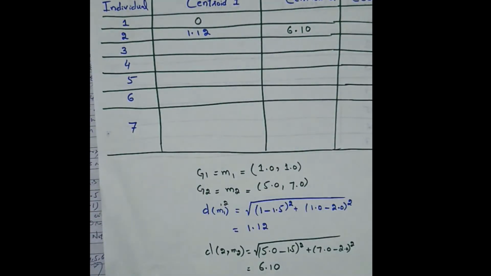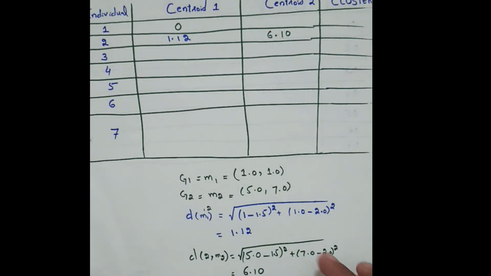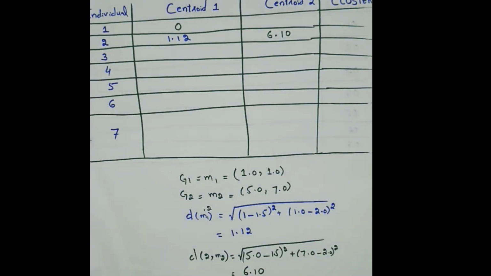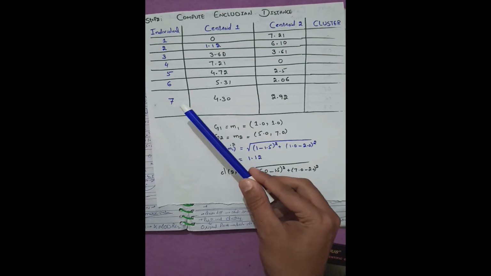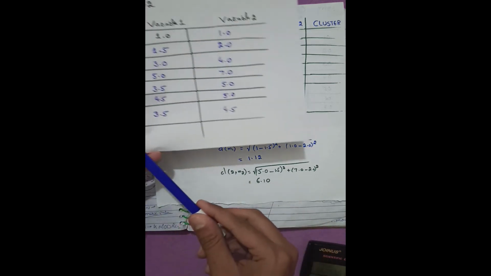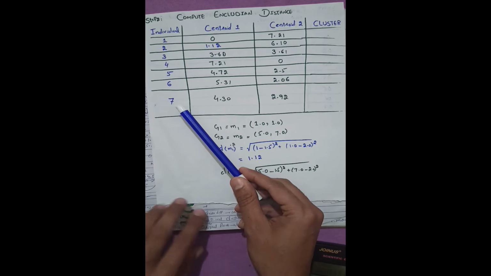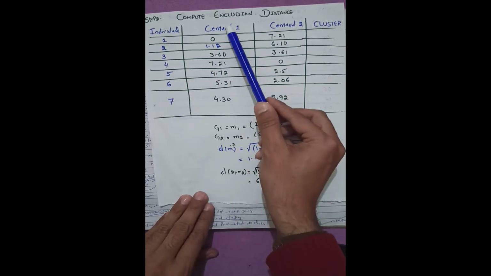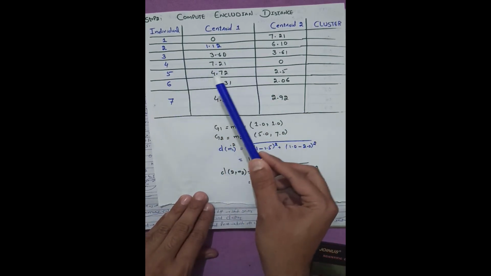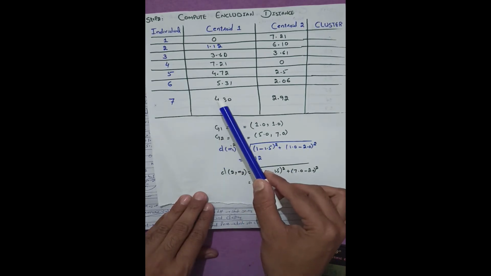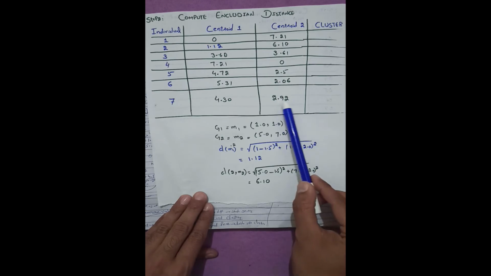After calculating all these values, similarly to this step, the table will look like this. For example, if I explain individual 7, the distance of individual 7 with respect to centroid 1, that is individual 1, is computed with the same formula, and the distance of the individual with respect to centroid 2 is 2.92.